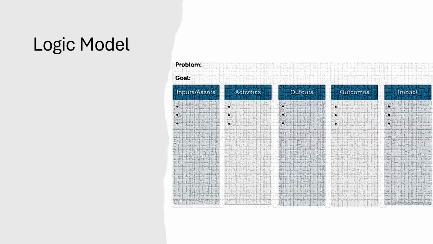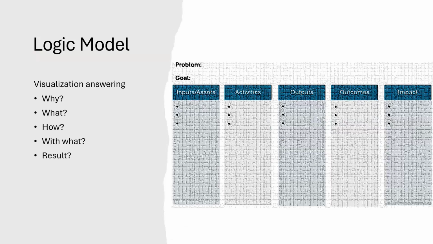Logic models are a tool to help you think through your program or project clearly. They provide a visualization that answers questions about your program, such as why, what, how, with what, and for what result. Logic models are commonly used at the planning stage when you're about to embark on a new project or initiative. They can also be used to better define or describe an existing program.